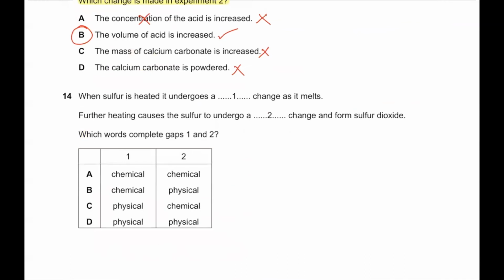Guys, moving to question number 14. When sulfur is heated, it undergoes a dash change as it melts. Since it is melting, it's a physical change. Further heating causes the sulfur to undergo a change into sulfur dioxide. So it undergoes a chemical change because it is forming a new chemical. It was sulfur before, now it is sulfur dioxide, which is definitely chemical. So C will be the correct answer, guys.